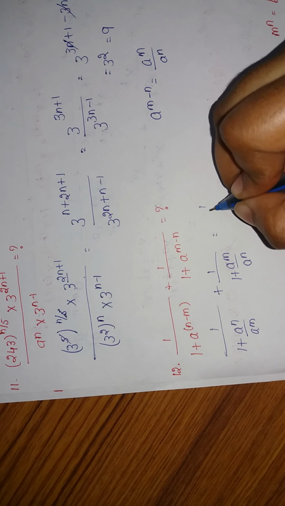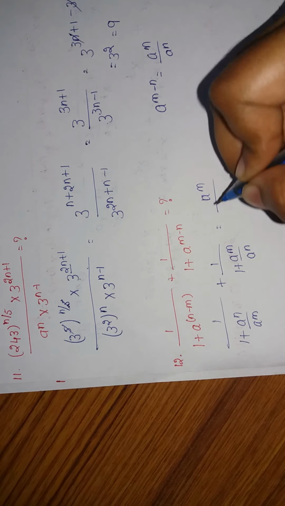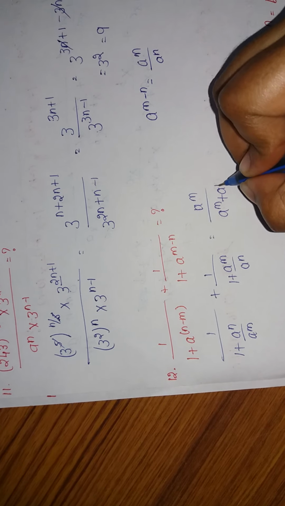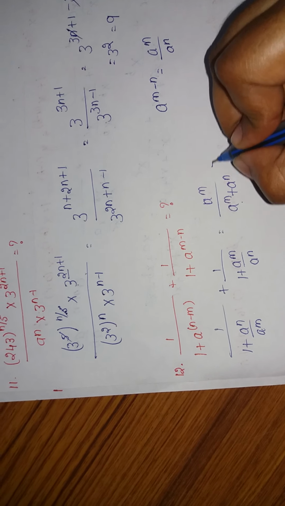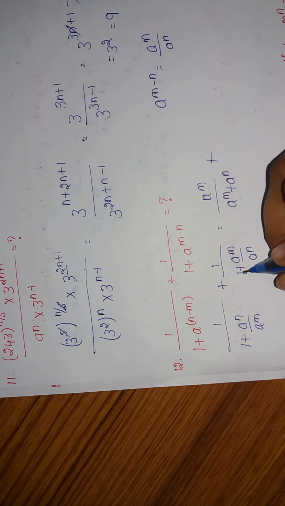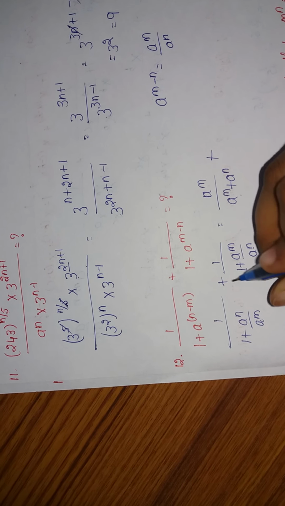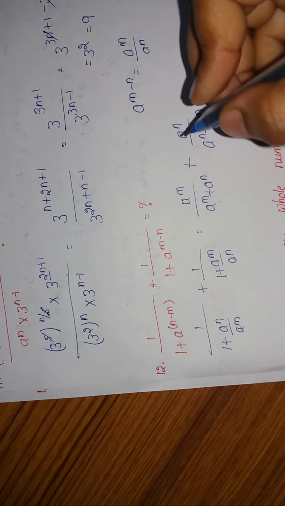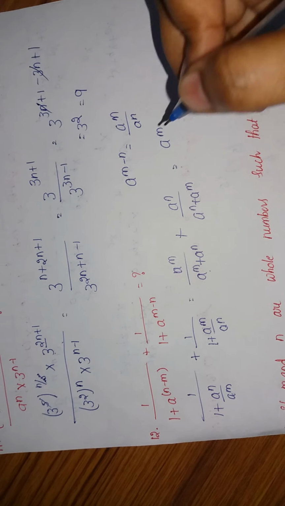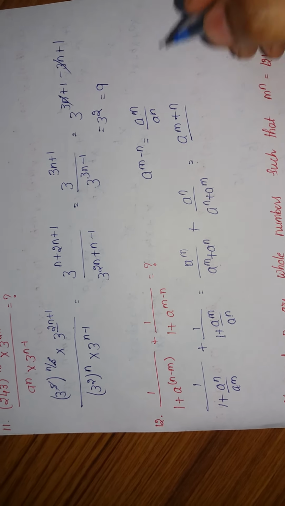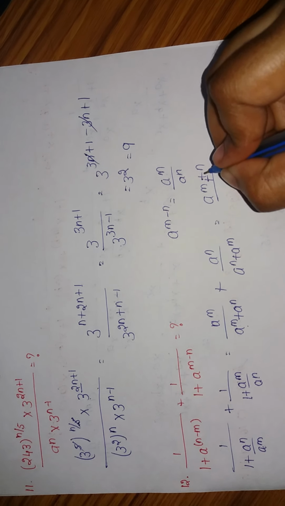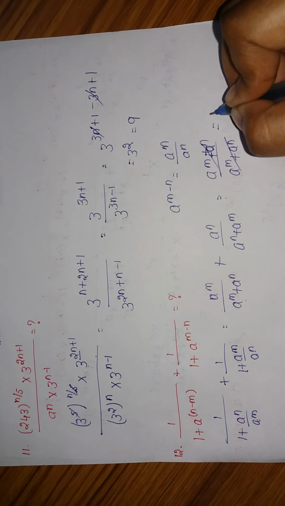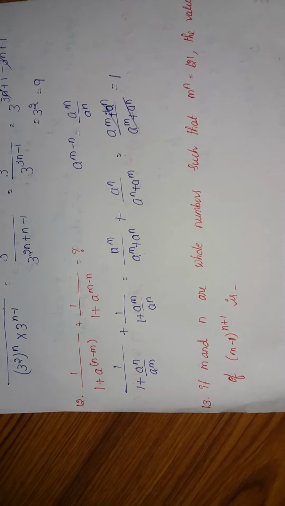So a power of m by, the LCM is a power m and it goes to the numerator. So in 1 plus, we get a power of m plus a power of n, plus here a power n plus a power m. Here the denominator goes to the numerator position. A power of n by a power of n plus a power of m. So what we get? A power of m plus a power of n by a power of m plus a power of n. Both get cancelled and the answer is 1. So next question.